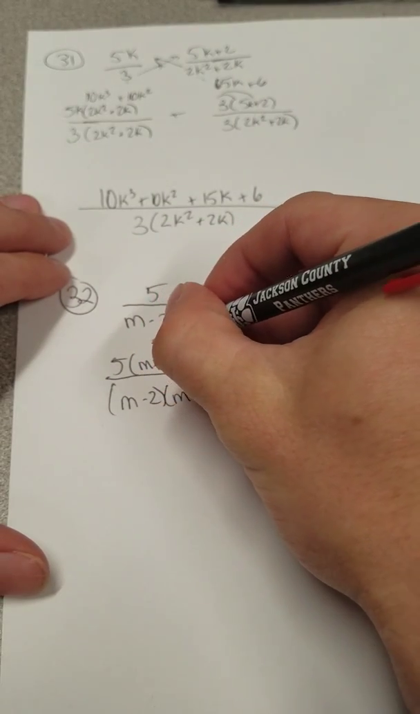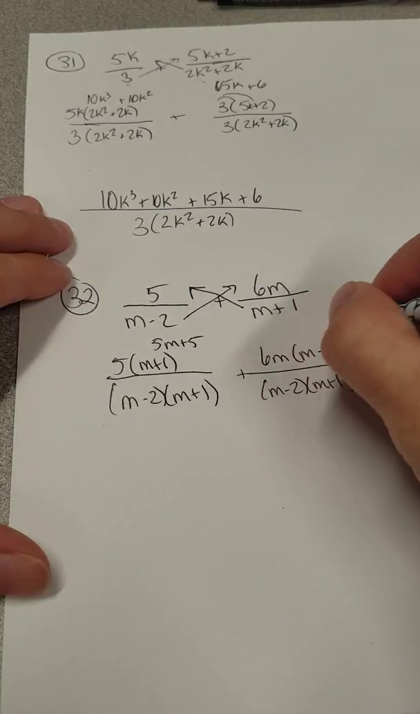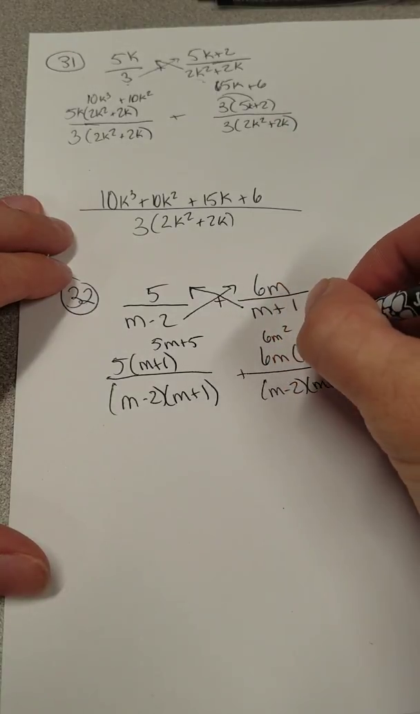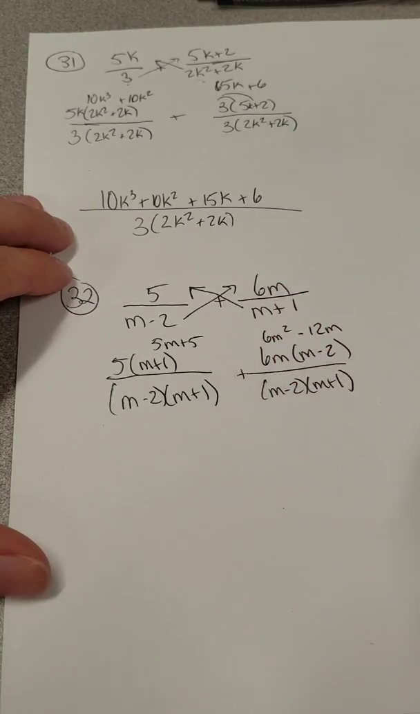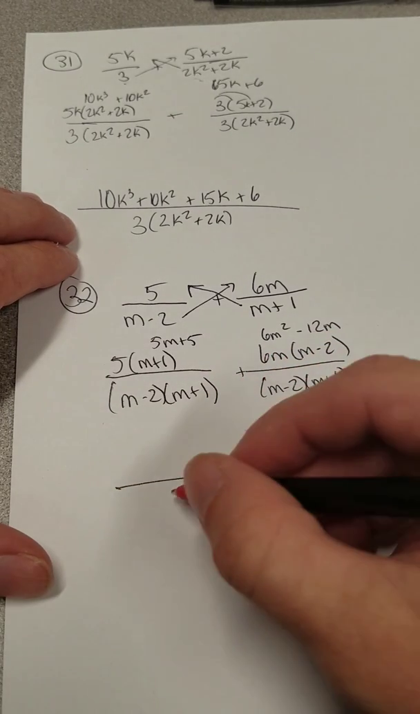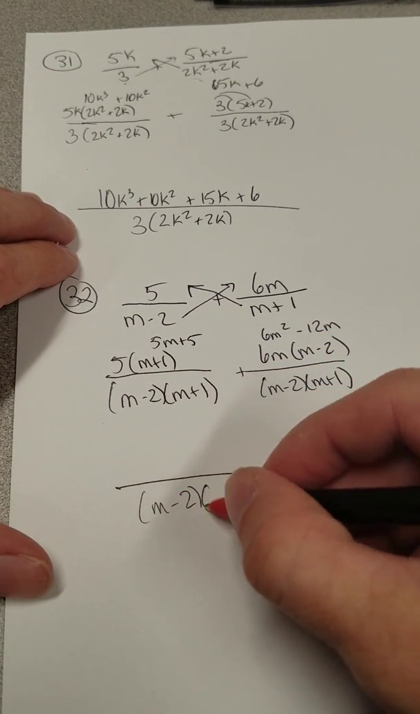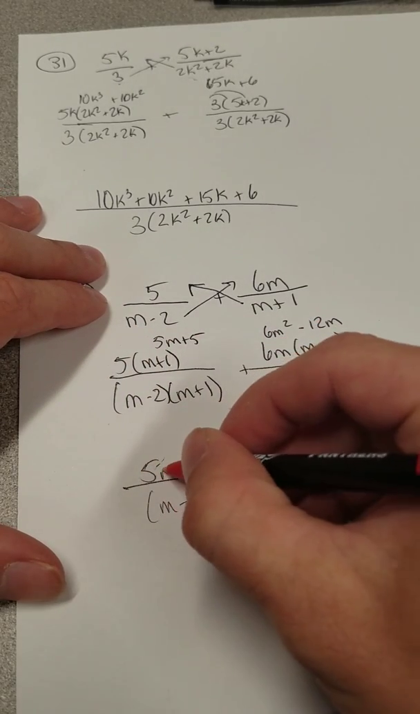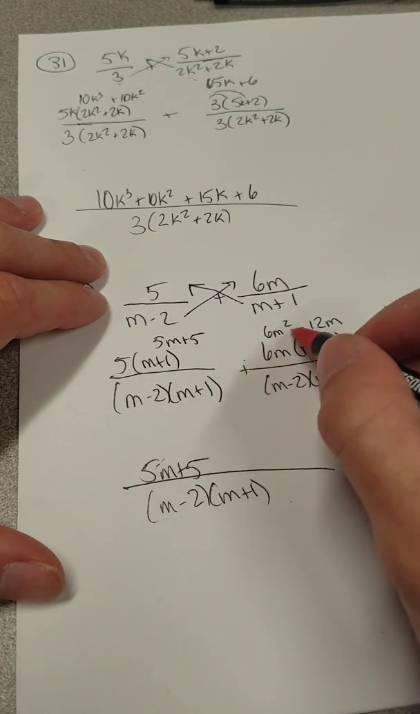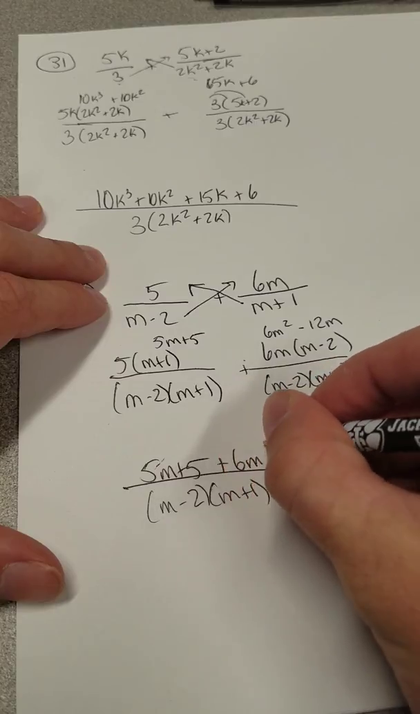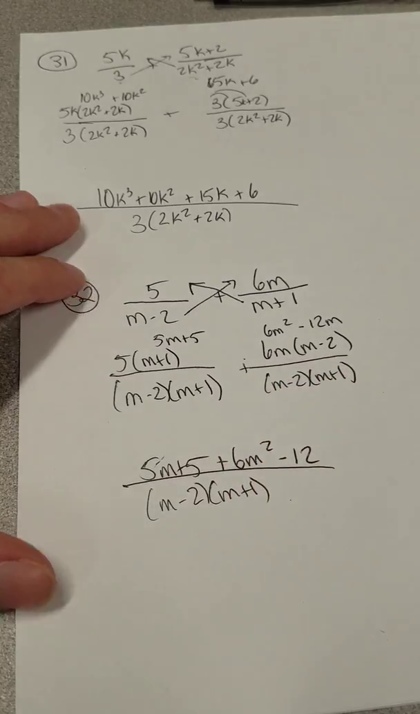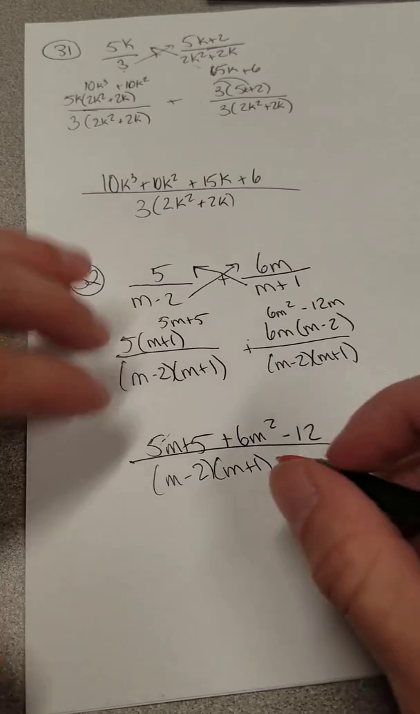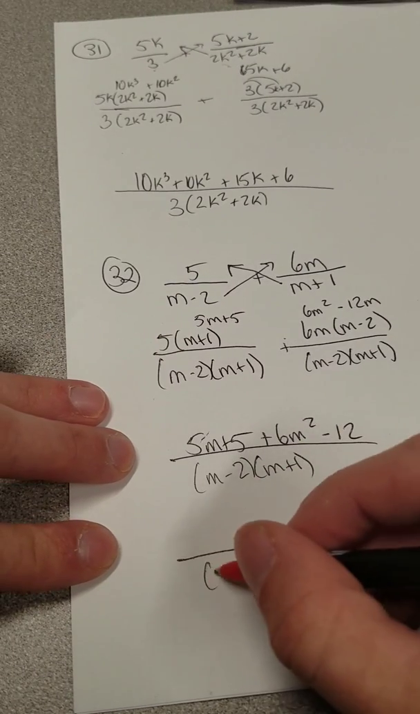This is 5m plus 5 on top. Distribute: 6m squared minus 12m. There's my denominator. Write this out. 5m plus 5. This is a plus, so everything stays the same. Remember, if it was a minus, you would need to distribute the negative. Combine like terms. We actually do have a couple of like terms right here.